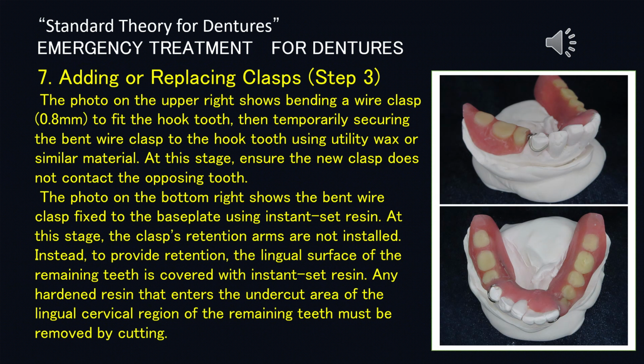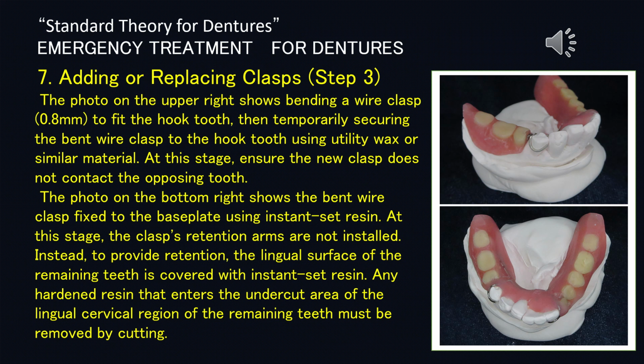7. Adding or replacing clasps. Step 3. The photo on the upper right shows bending a 0.8 mm wire clasp to fit the hook tooth, then temporarily securing the bent wire clasp to the hook tooth using utility wax or similar material. At this stage, ensure the new clasp does not contact the opposing tooth. The photo on the bottom right shows the bent wire clasp fixed to the baseplate using instant set resin.